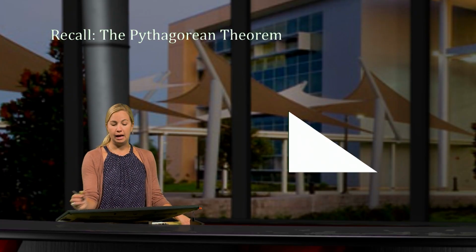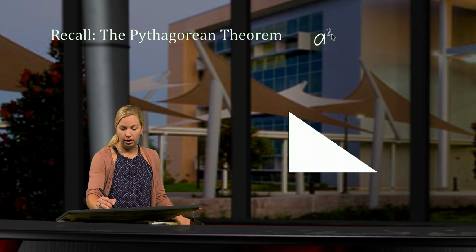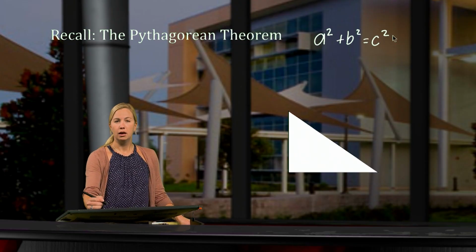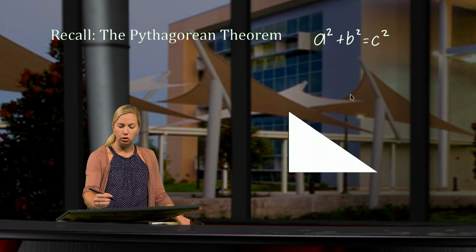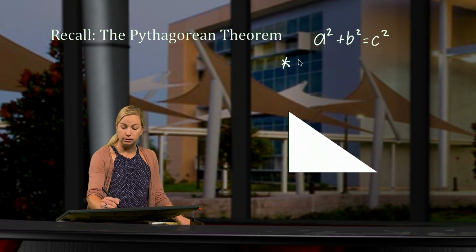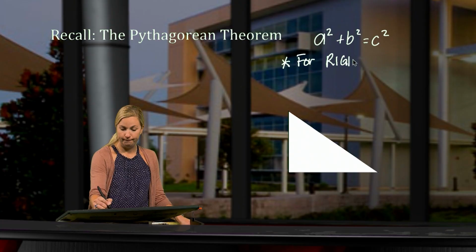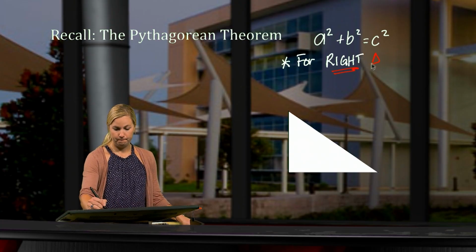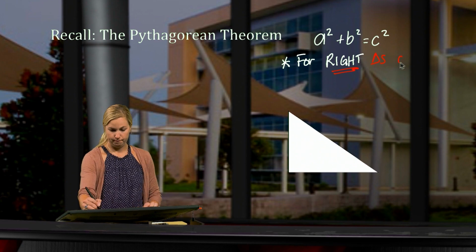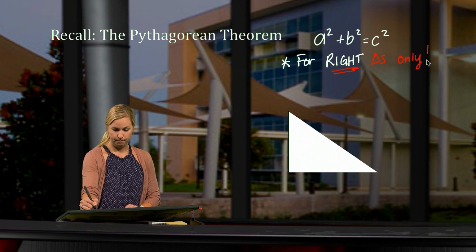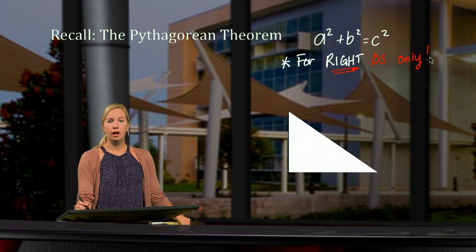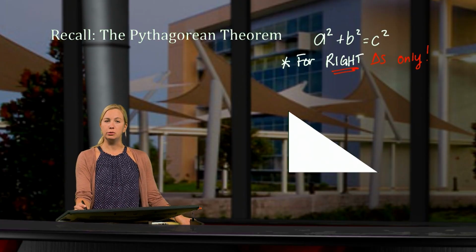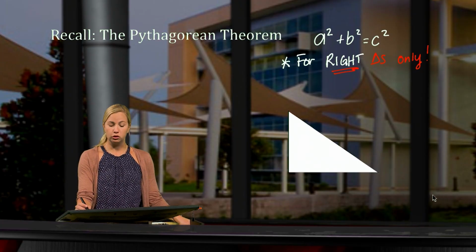If you recall the Pythagorean theorem, that's our a squared plus b squared equals c squared formula. Most of us remember this from middle school. We need to make sure we remember that this is for right triangles only. Now, the Pythagorean theorem is used to find missing lengths of a right triangle.